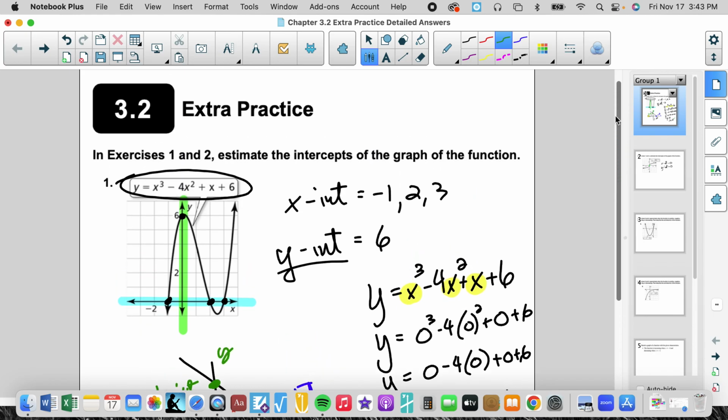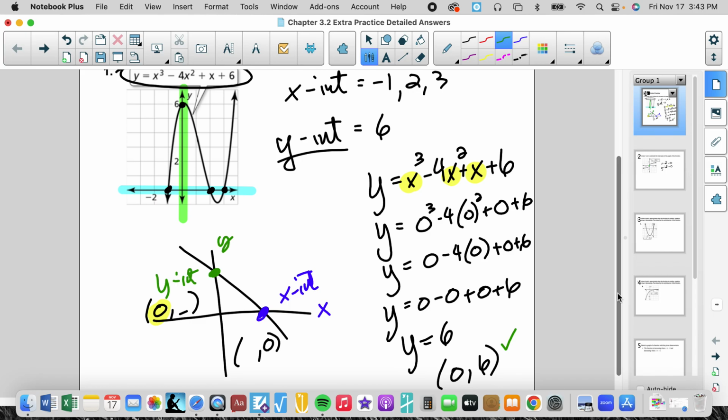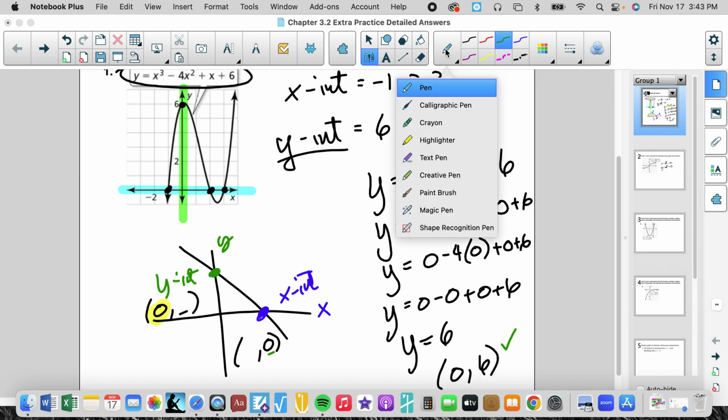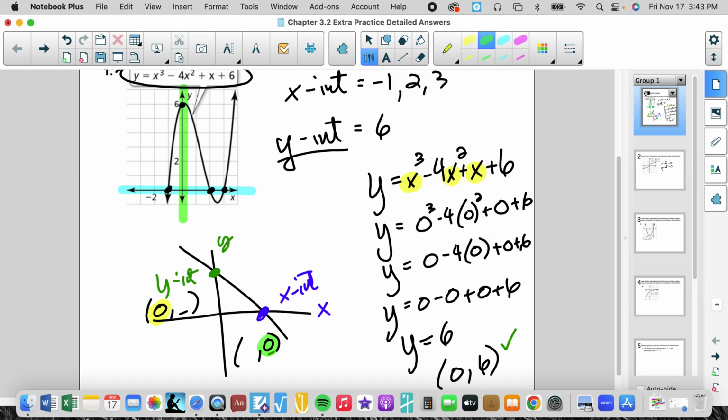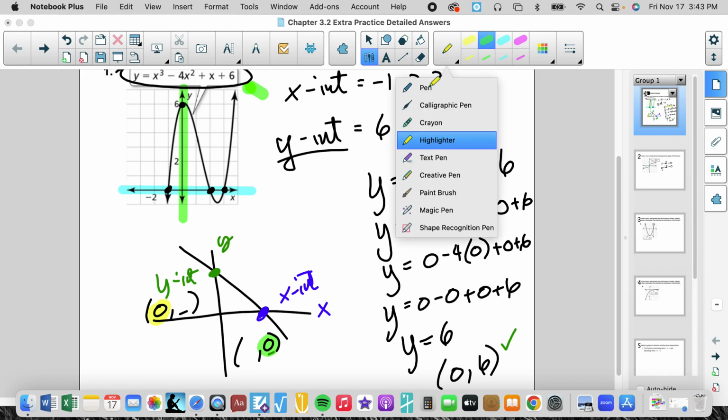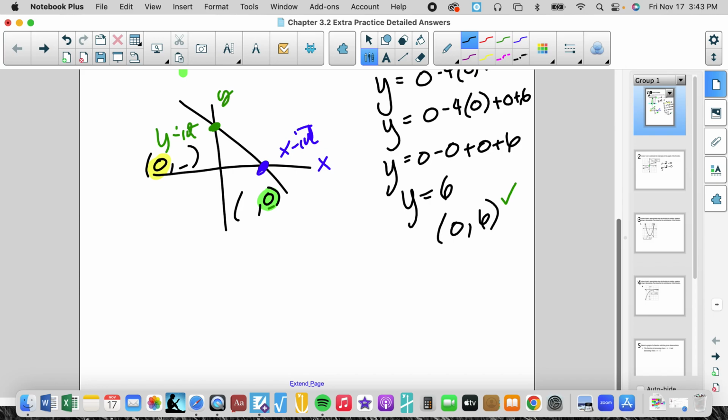Now, here's the other crazy one. What if I wanted to find the x-intercept? Well, we know when we find the x-intercept that my y value is 0. So I would have to substitute 0 in for y into this equation, and that's a whole lot harder. That is not Algebra 1. But we would go, okay, 0 equals x cubed minus 4x squared plus x plus 6.